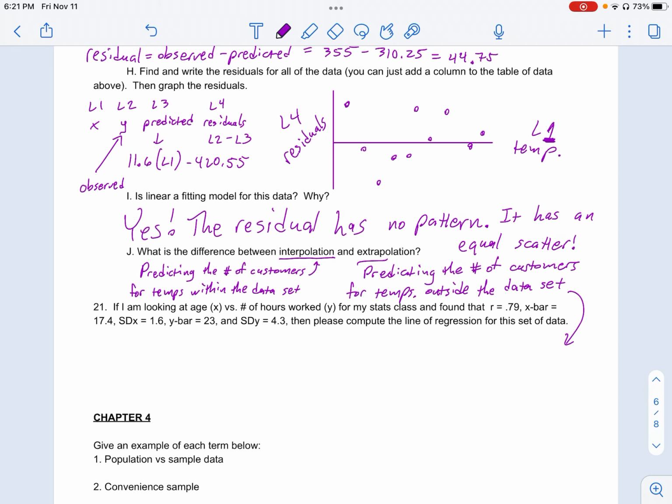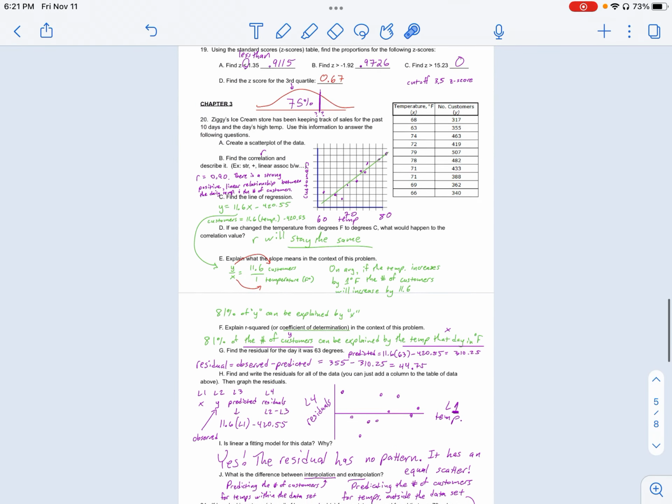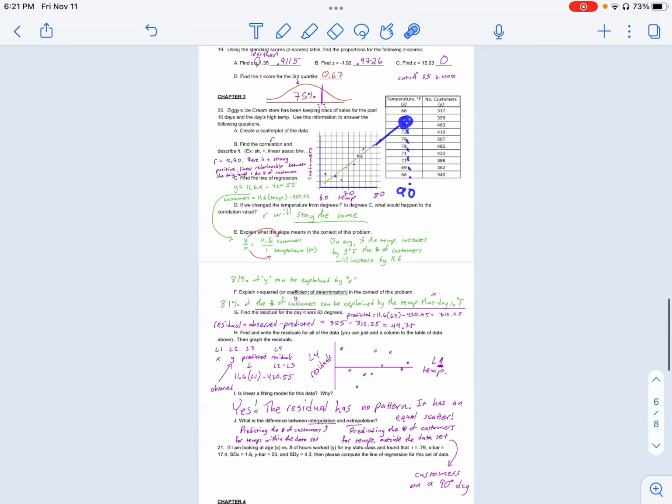For example, customers on a 90-degree day. Like 90 degrees is not at all within our data set. It's outside the data set. So we are making a prediction outside the data. So like 90 degrees would be way over here, and the line would keep going, and we'd have a prediction like way up here at 90. Is kind of what I'm getting at.